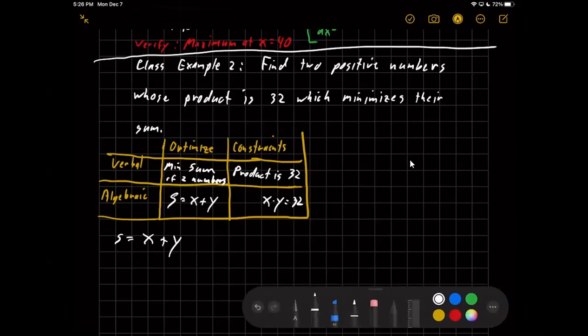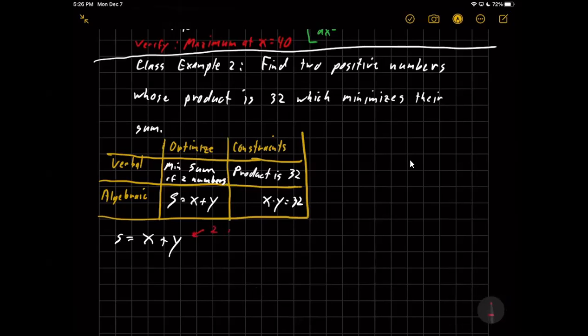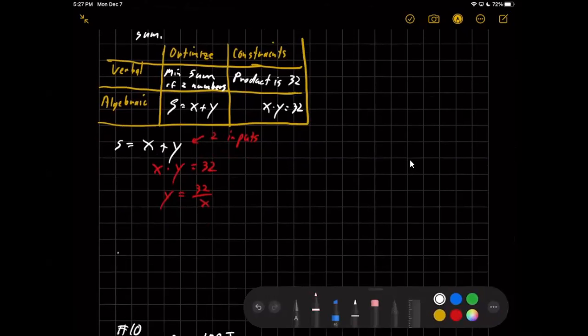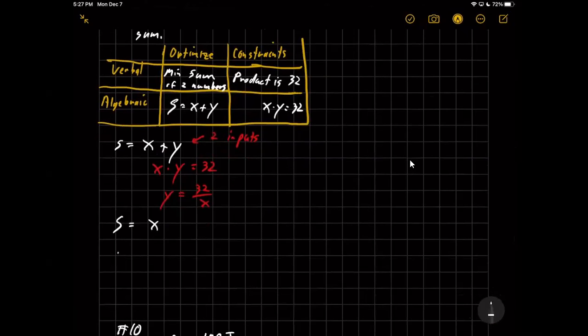Once again, we have the problem of having two inputs. We need to get this down to 1. So this is where we use our constraint. We know that X times Y is 32. So let's substitute out Y. We'll say that it's 32 divided by X. All right. So that means S is equal to X plus 32 over X.